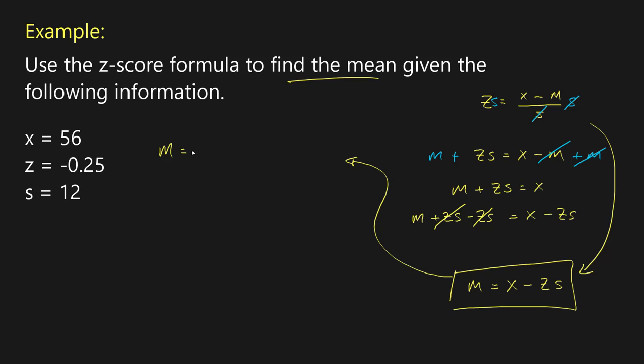So the mean is equal to my raw score, 56, minus z, which is also a negative, times the standard deviation, which is 12. So this will be 56 minus, and then negative a quarter of 12. That's going to be negative 3. So 56 minus minus 3 is the same as 56 plus 3. So I have 59 is my answer.